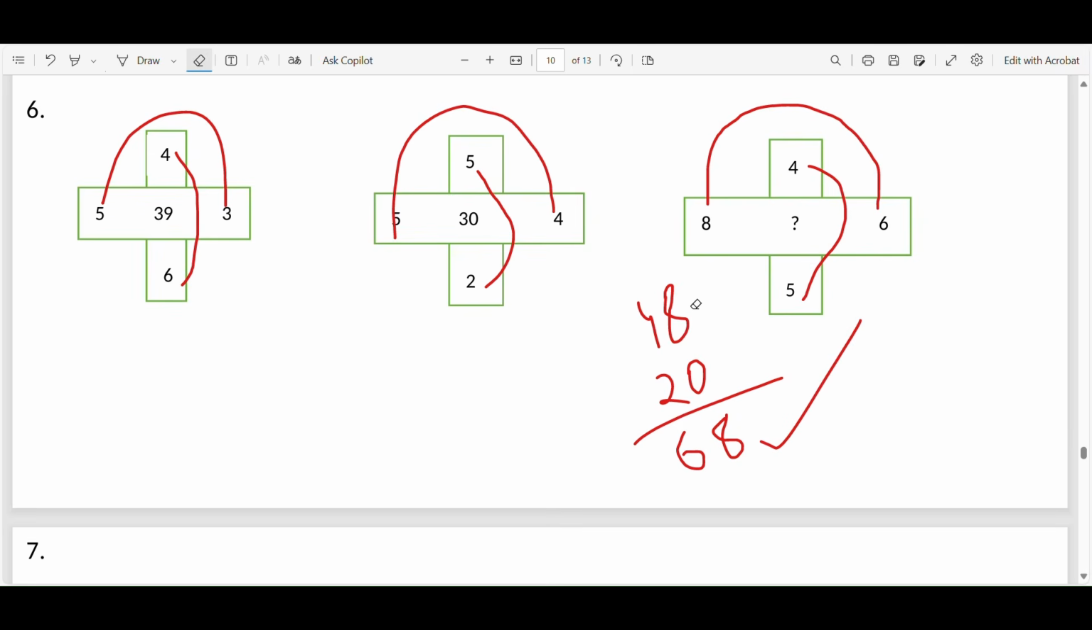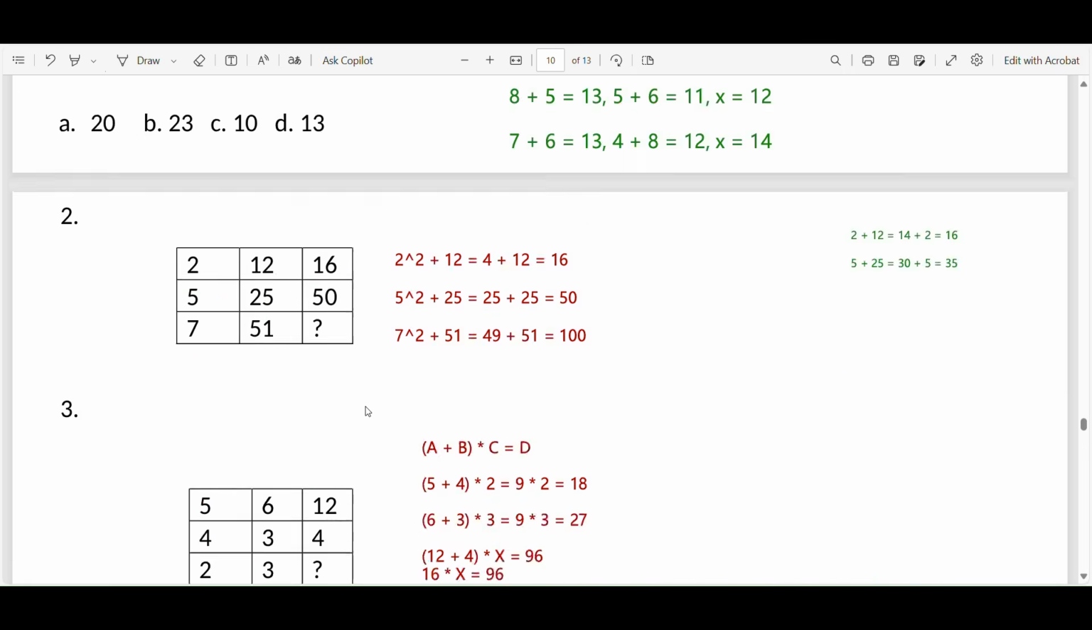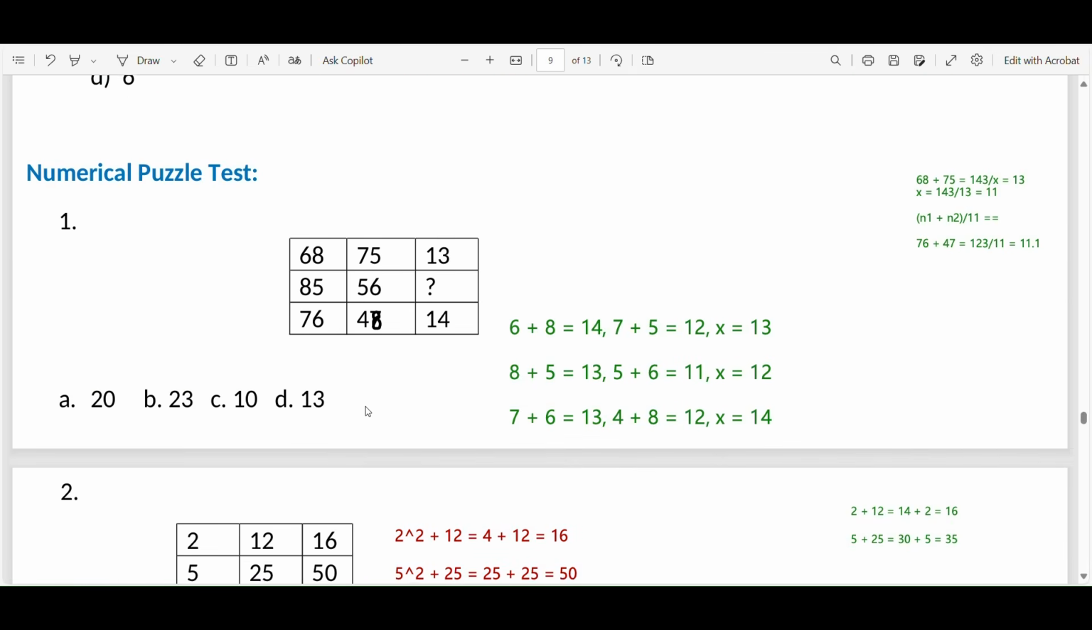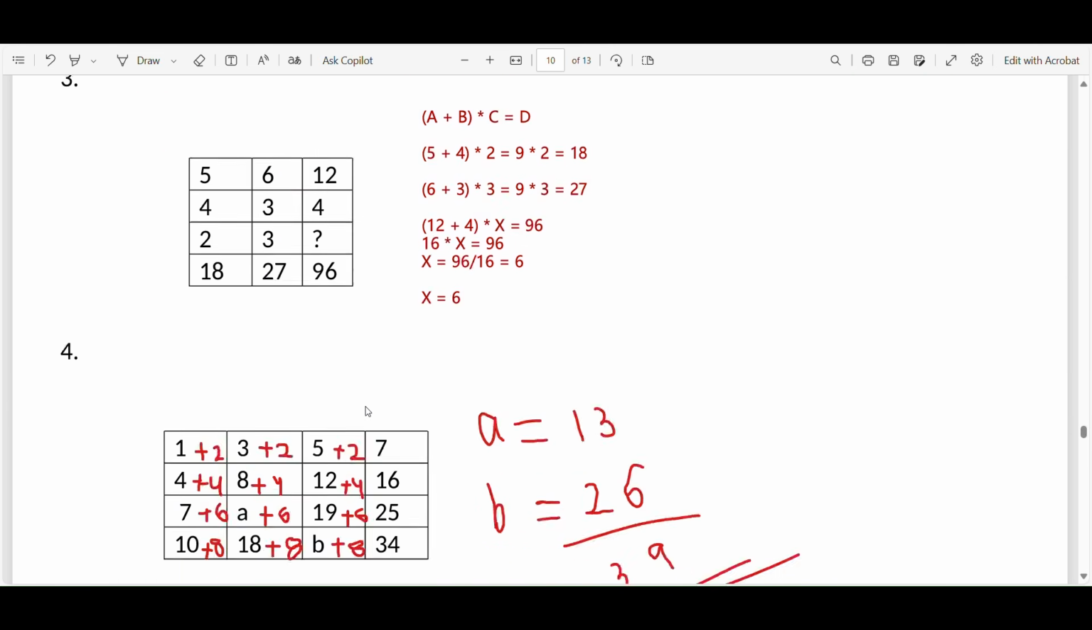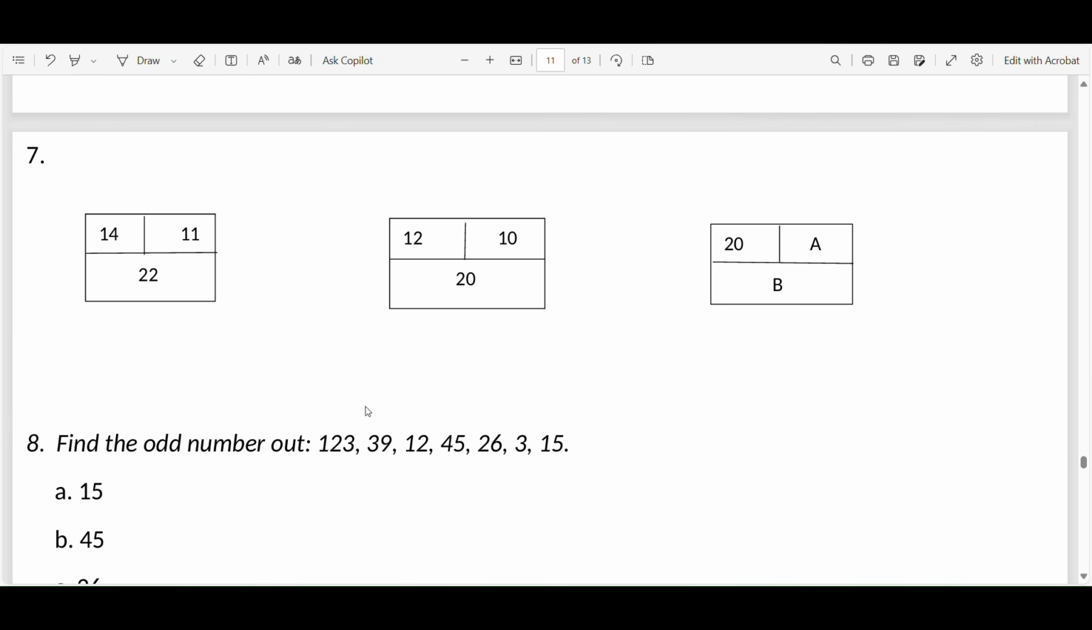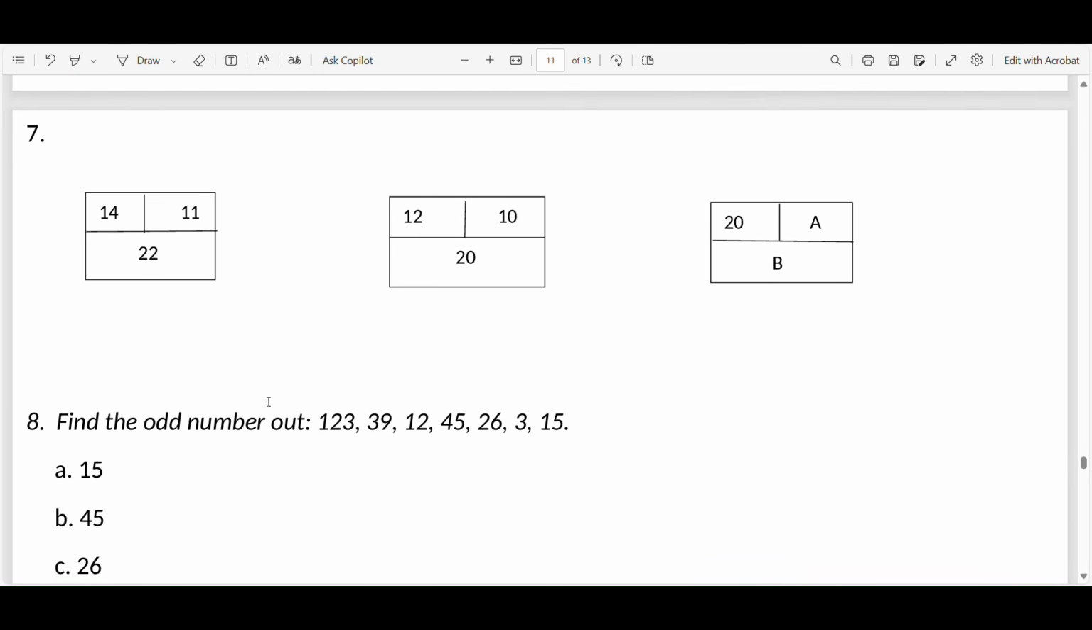Okay, no problem. Let's put it like this only. If you want to take a screenshot, then you can take a screenshot now. Okay. Finally, I'll be showing every question. Then you can take a screenshot for everything. Okay. So let's go on to the next one, which is question number 7.